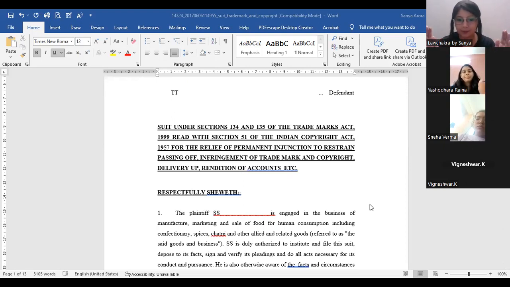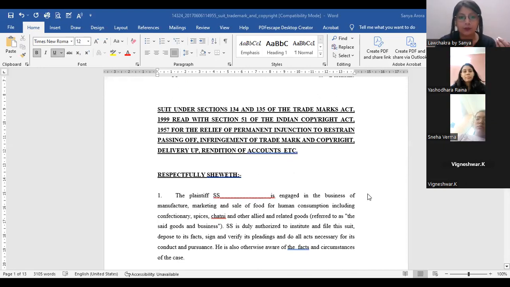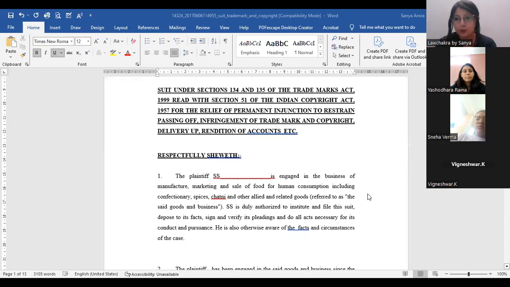Okay. So you saw here that it is written in bold with underline what this suit is. Just remember that. And then you go on to respectfully showeth. Now, respectfully showeth or respectfully showeth, they both mean the same thing. What it exactly is nothing but sort of a respect that you show to the court.